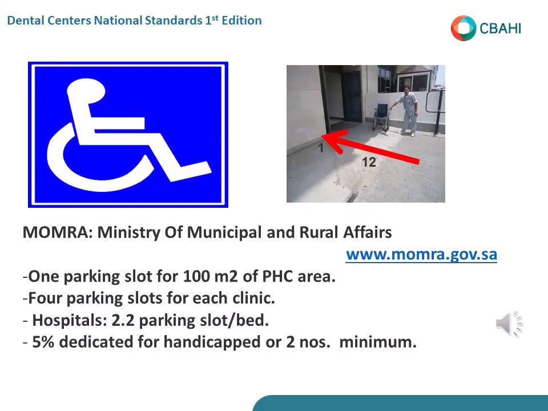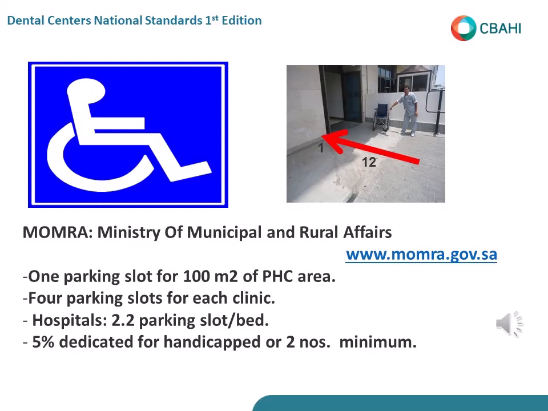Here I'm going to give two examples of the required local regulations. For example, the first one is about MOMRA, the Ministry of Municipal and Rural Affairs. They have standards for the parking for PHC and dental clinics, all the dental clinics and centers. For example, you need one parking slot for every 100 square meters, 4 parking slots for each clinic. So this is a requirement, and you need to meet it. Plus you need 5% for handicap, or 2 minimum for the parking.